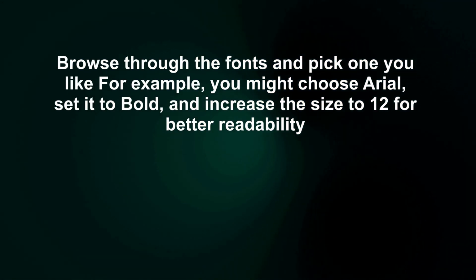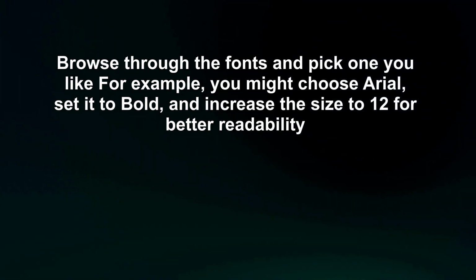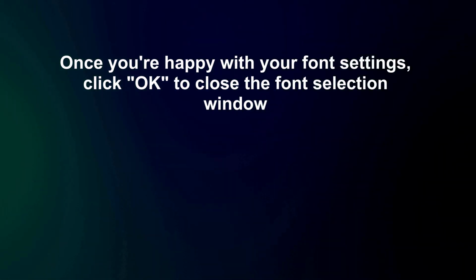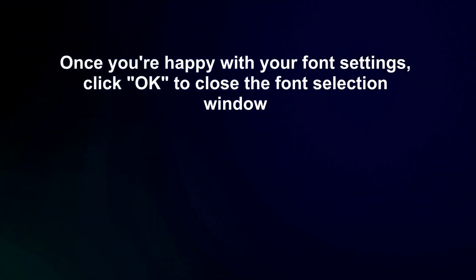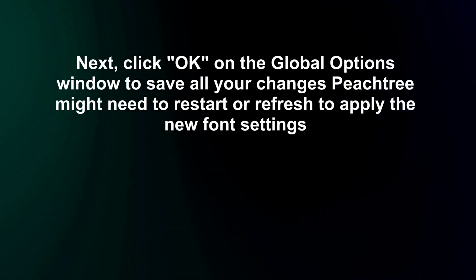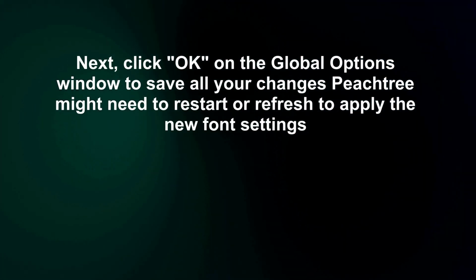Browse through the fonts and pick one you like. For example, you might choose Arial, set it to bold, and increase the size to 12 for better readability. Once you're happy with your font settings, click OK to close the font selection window. Next, click OK on the Global Options window to save all your changes. Peachtree might need to restart or refresh to apply the new font settings.